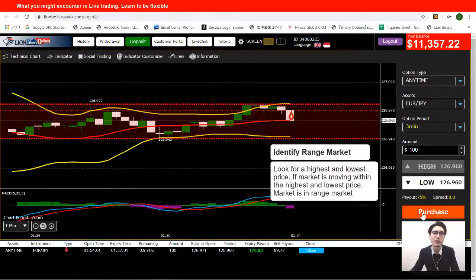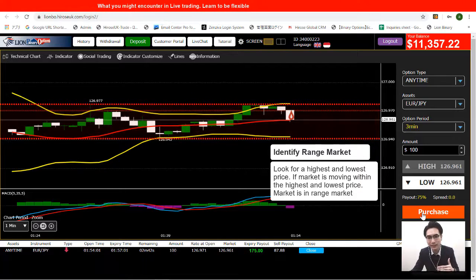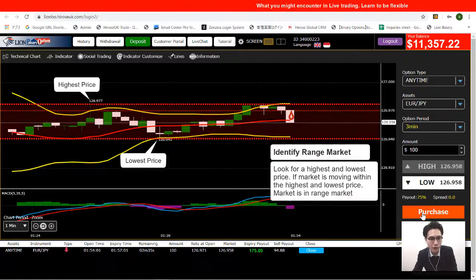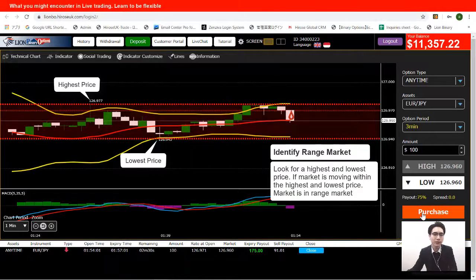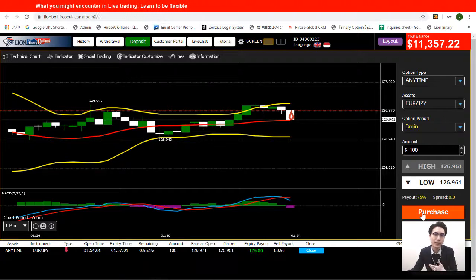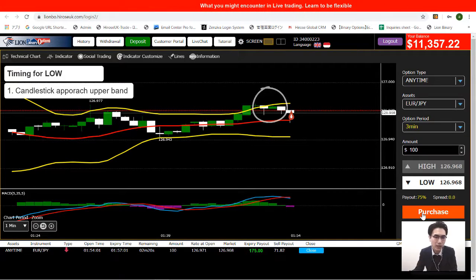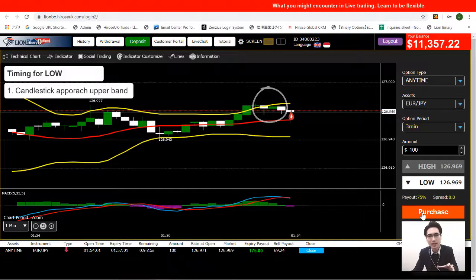First, really simple. I place two lines on top and below the candlestick, connected with the highest and lowest price. If the price is moving within this range, then I know that the market is in a range market. After I confirm the market is in a range market, I move on to the Bollinger Bands. I need the candlestick to touch the upper band, which is a dynamic resistance level. That means there are chances for the price to bounce back down.